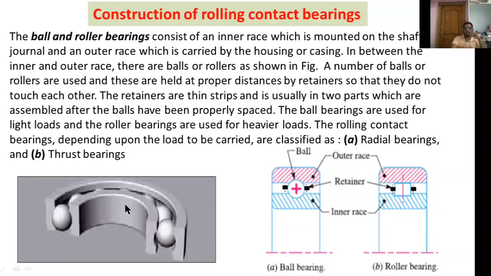This one is called the inner race. This one is called the outer race. Here you can observe small grooves. These small grooves are used for holding the balls.